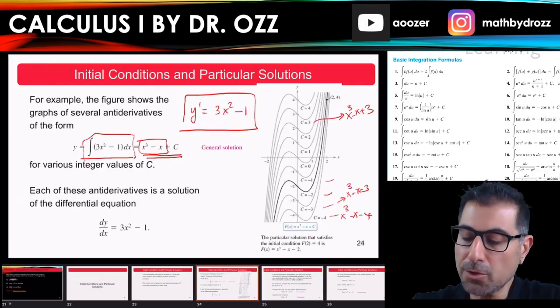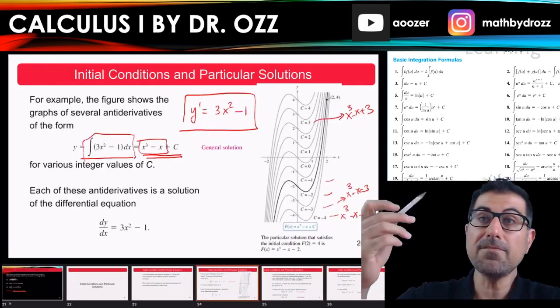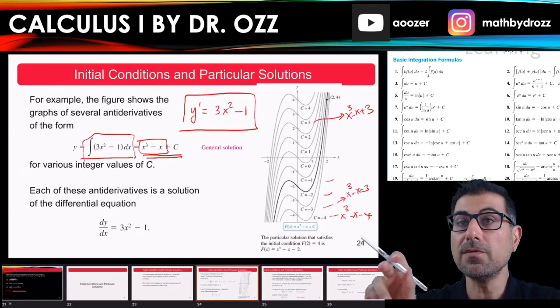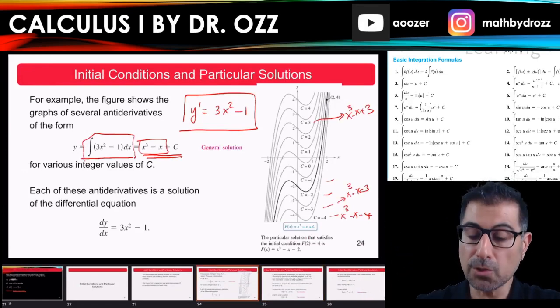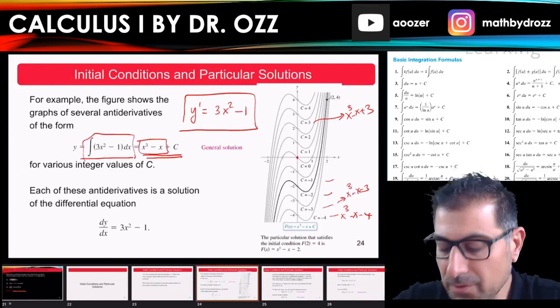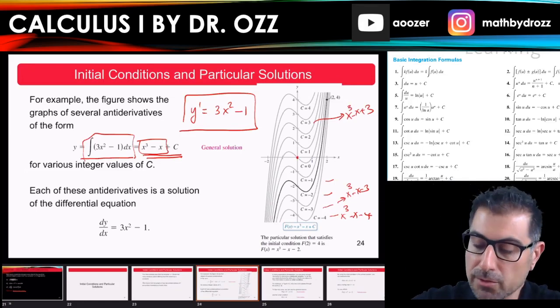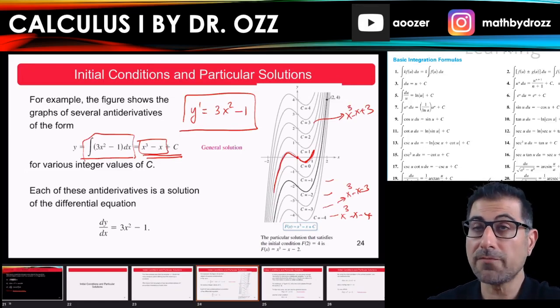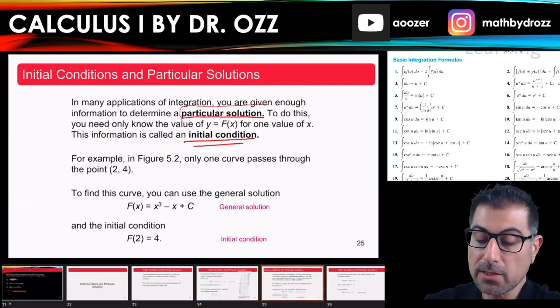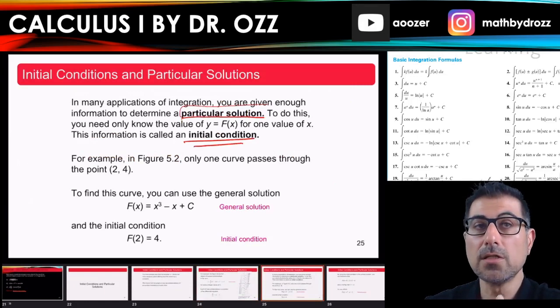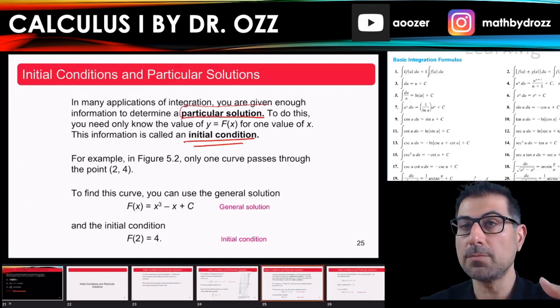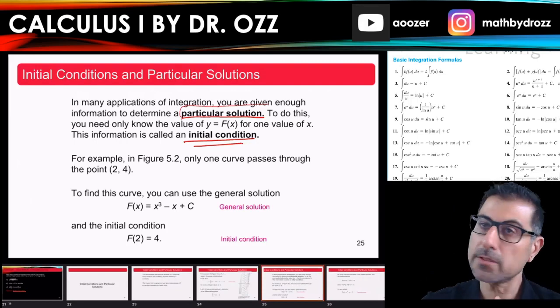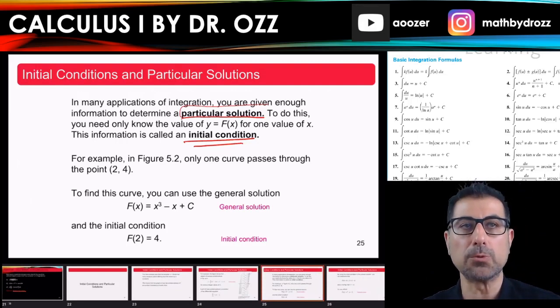For example, out of infinitely many curves here, I want my curve, let's say, passing through the origin. As you see, there's only one curve passing through the origin, which is this curve here. There's no other curve passing through the origin in the family. So this is called the initial condition. Once I prescribe my initial condition, I can tell you exactly what the general solution turns out to be, and I call that solution not a general solution anymore, but a particular solution.